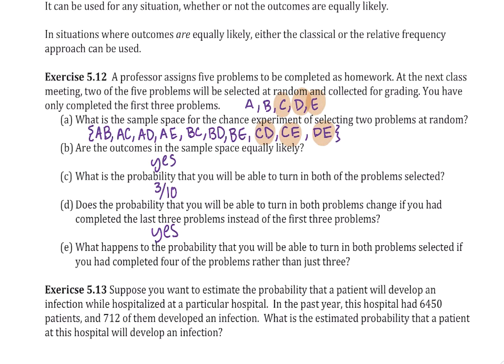Now, what happens to the probability if you had completed 4 of the problems rather than just 3? So let's go ahead and add in B, since I'm going down the list on that one. We've already decided it doesn't matter. So I can add anything that now also has B. But I can't do anything with A. So look there, we've now risen, or this now is 6 out of 10. So doing one more problem actually doubled your probability of being able to turn in both problems.